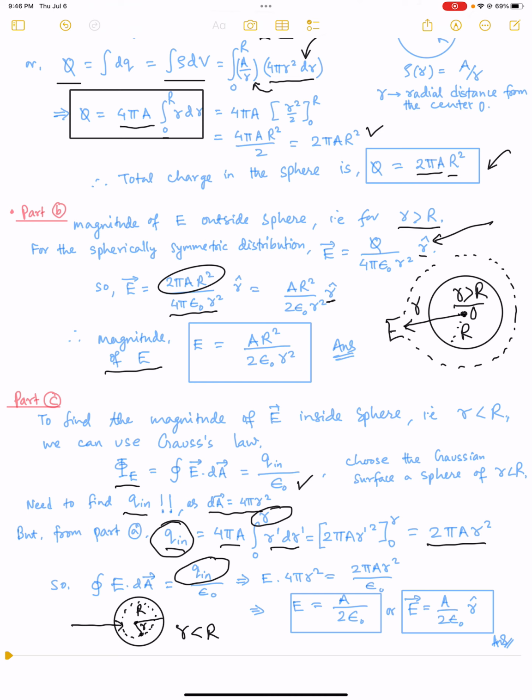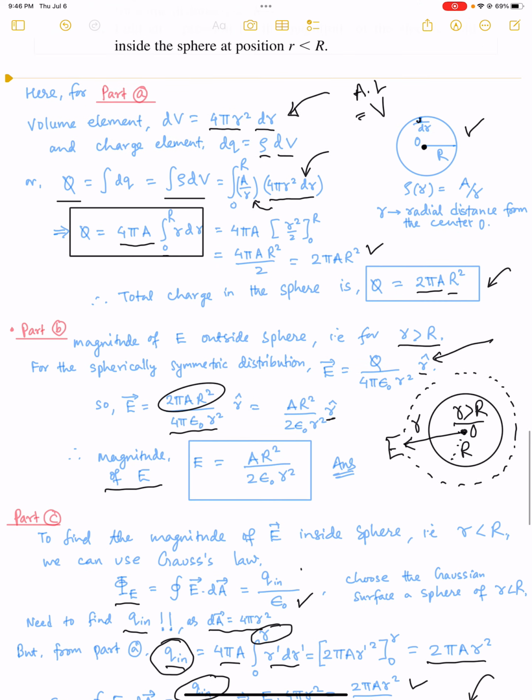So now you can use this formula: E dot dA equals q in over epsilon naught. That's E times 4 pi r squared equals q in over epsilon naught. So the magnitude of the electric field would be a over 2 epsilon naught, or you can write it in vector form: the E vector equals a over 2 epsilon naught along the unit vector r, the direction of the electric field.